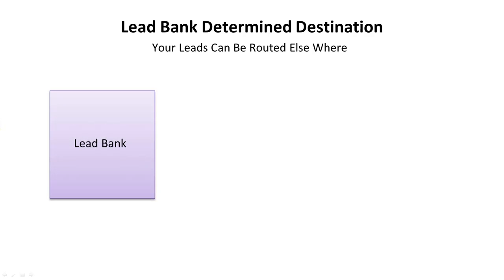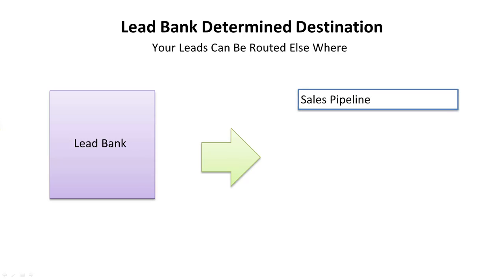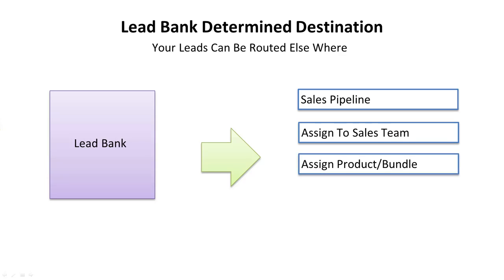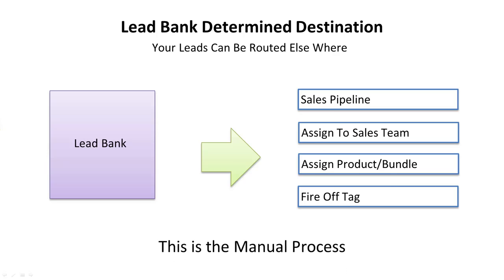Now, with the lead bank, you determine the destination because your leads can be routed elsewhere inside this system. So you see here we have the lead bank, and I can go in there and decide, okay, from here, I want this lead to go into my sales pipeline, and I want to assign that lead to a sales team, and I want to assign them to a product or bundle, and I want to fire off a tag. Now, this here, very, very powerful, but this is actually the hard manual process.